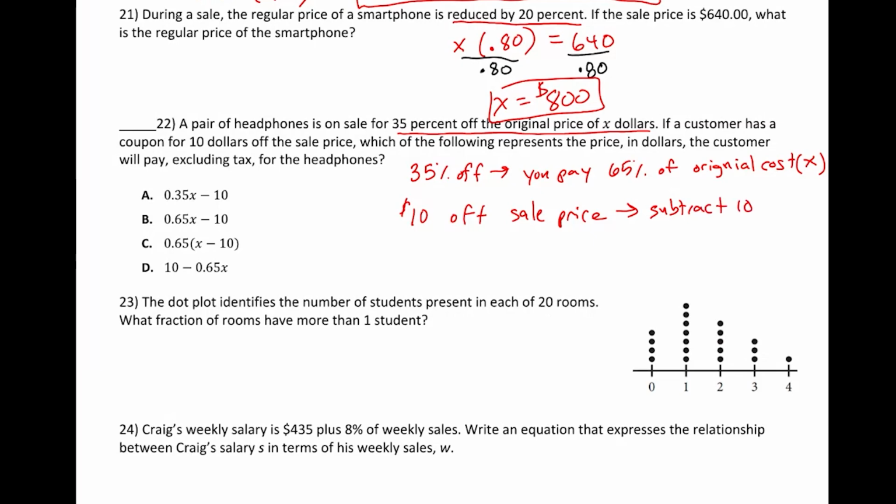So let's break this down. We want 65% of the original cost. That's going to be 0.65 times X, and then $10 off of that means we subtract 10.